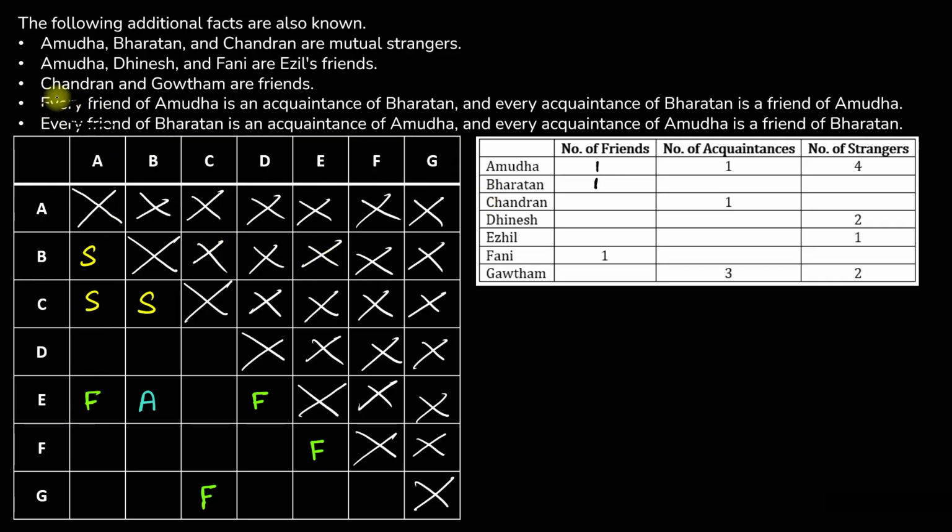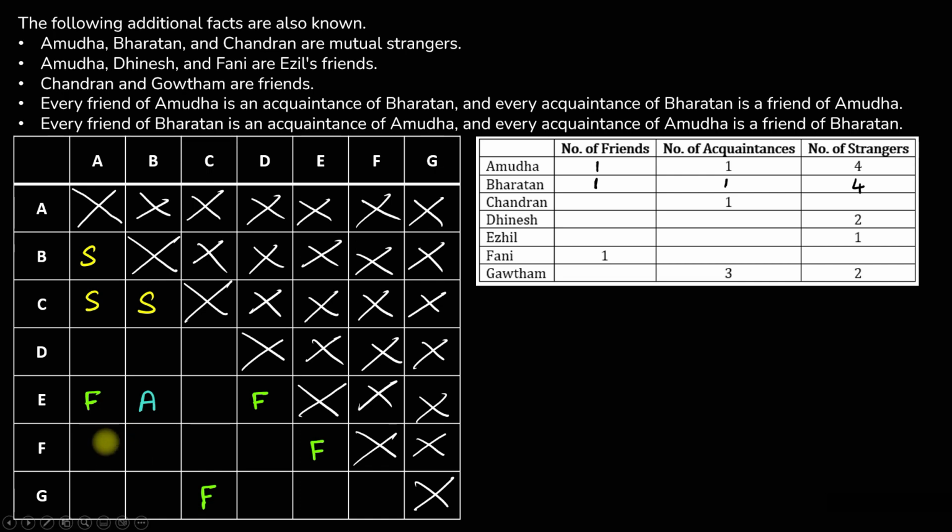And now based on this point here, every friend of A is an acquaintance of B and every acquaintance of B is a friend of A. So if this is 1, this must also be 1, right? And for B, if these 2 are 1 and 1, so out of 6 relationships we have 2, so this definitely must be 4, right? So based on these 2 points, if you have an F over here for A, then you'll have to have an A for B, or if we have an A over here, then we'll have to have an F over here, right? This is going to be the case.